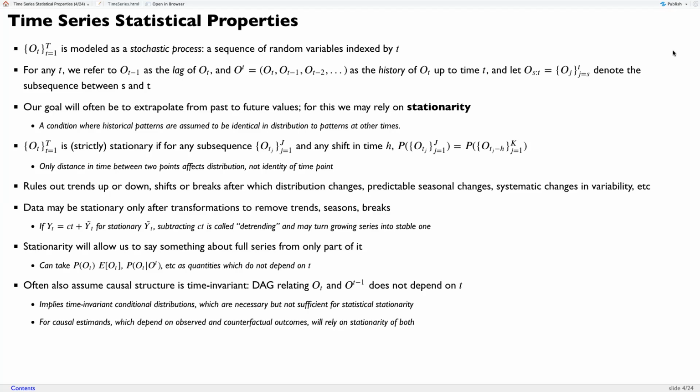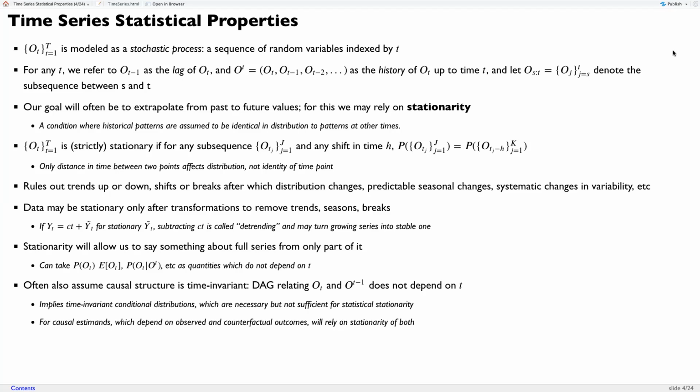set of conditional distributions. So fixing the variables in one time period in the directed acyclic graph, and assuming already here that these are sort of ordered only forwards in time, that will imply that the observed and conditional distributions are not changing with time. This is necessary but not sufficient for statistical stationarity.